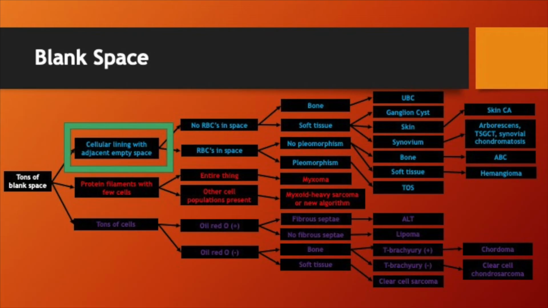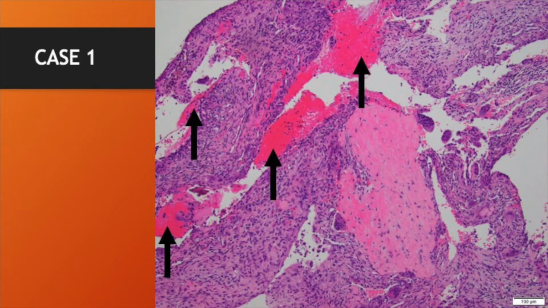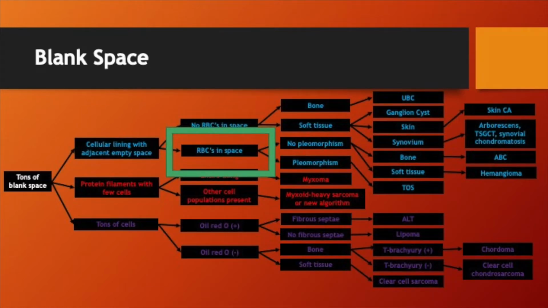So now that we know and we have identified that there's a cellular lining with adjacent empty space, we need to know, are there red blood cells in that space or not? So now we're pointing to all of this dense pink. Those are all red blood cells. So there is a ton of red blood cells within this blank space directly adjacent to that cellular lining. So now we have to go to our next question. So there are red blood cells in the space. Now, do we have pleomorphism or no pleomorphism within here?